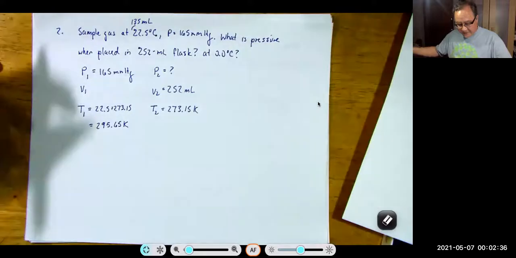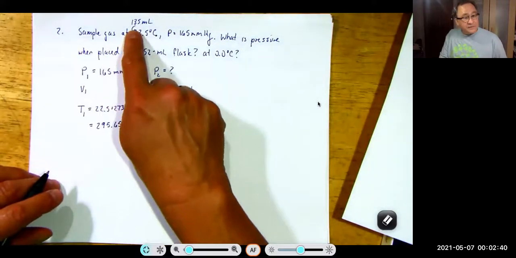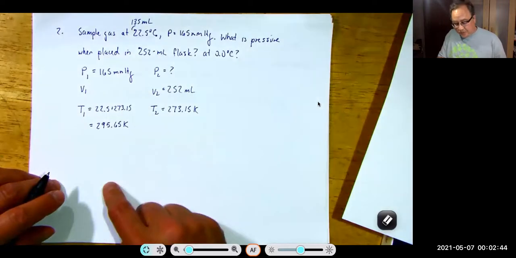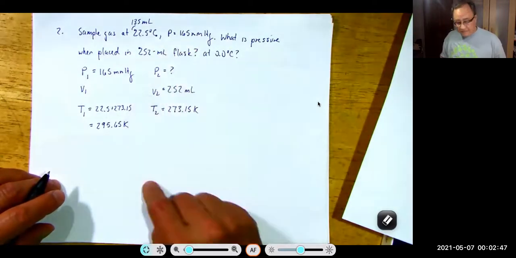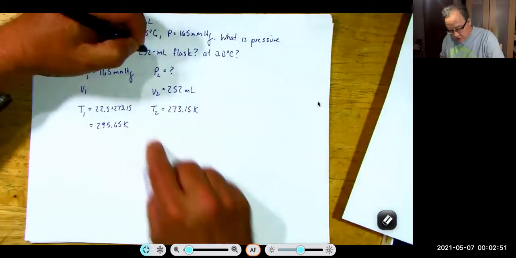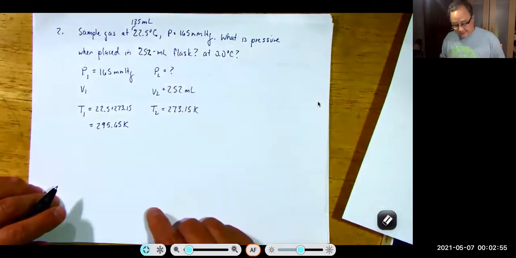So we're going to see that again for this problem. We have a sample of gas at 135 milliliters, 22.5 degrees Celsius. Pressure is 165 millimeters of mercury. What is the pressure when placed in a 252 milliliter flask at 0 degrees Celsius?